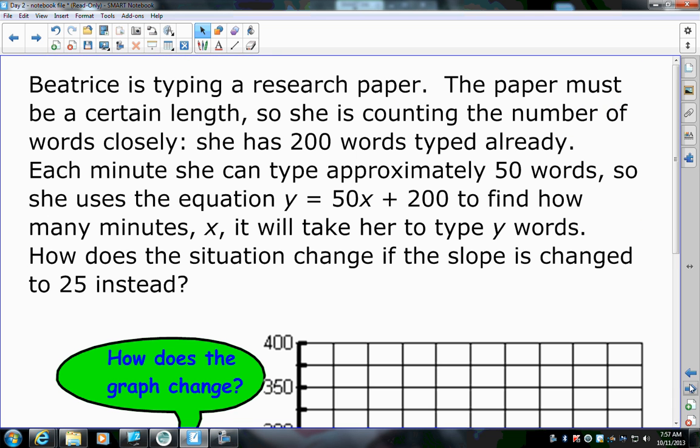All right, flip your paper over to the back. It says Beatrice is typing a research paper. The paper must be a certain length, so she's counting the number of words closely. She has 200 words typed already. Each minute she can type approximately 50 words, so she uses this equation. All right. So it says, how does the situation change if the slope is changed to 25 instead?